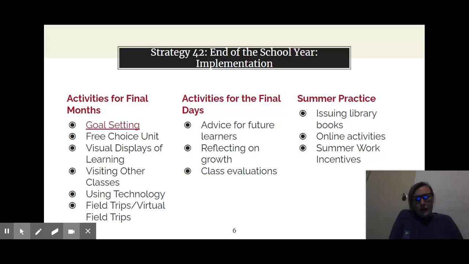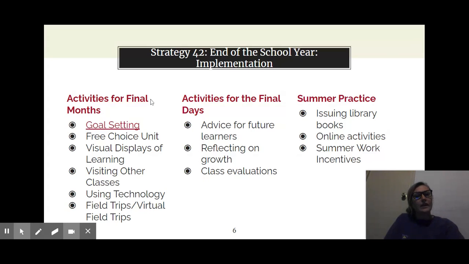Another activity good for the final months of school would be visiting other classrooms. This encourages English language learners to learn from other classmates and other students in the school. We can also use this time to engage in field trips, and this year, especially virtual field trips. This can also help keep students engaged and get them excited about learning new things.